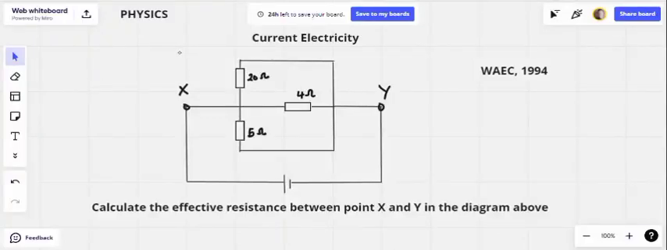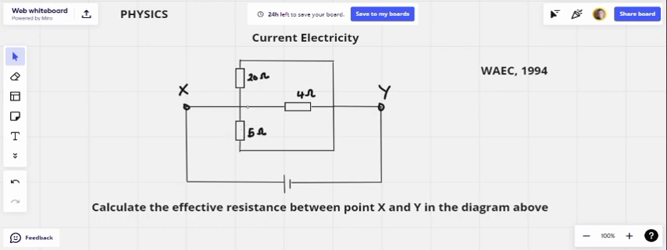Take this example on current electricity about resistors in series and parallel. This is WAEC exam question 1994. So here's the diagram above, and the question says calculate the effective resistance between point X and Y in the diagram above. So this question is saying we should calculate the effective resistance, or the equivalent resistance, between this point X and point Y. So how are we going to do this?